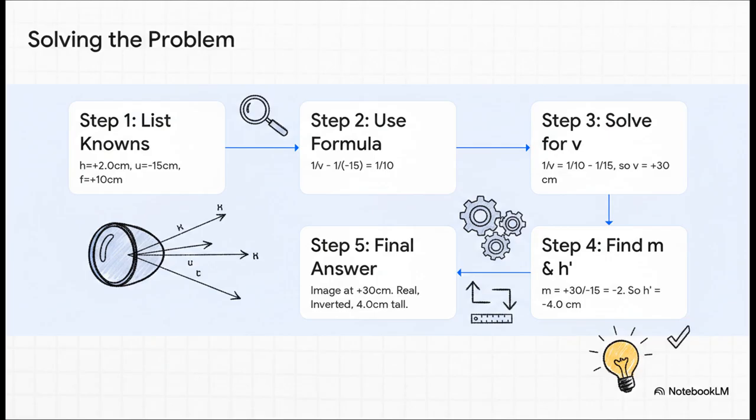Step 2, plug these values into our lens formula. Step 3, a little bit of algebra, and we solve for v, which comes out to +30 centimeters. The positive sign tells us the image is on the right side. Step 4, now for magnification. M is v over u. That's +30 divided by -15, which gives us -2. The negative sign tells us it's real and inverted. The 2 tells us it's twice as tall. So the final image height is -4 centimeters. And there it is, our complete answer.